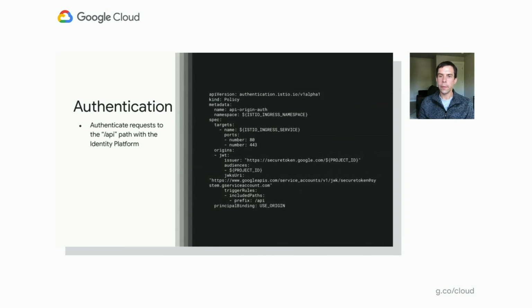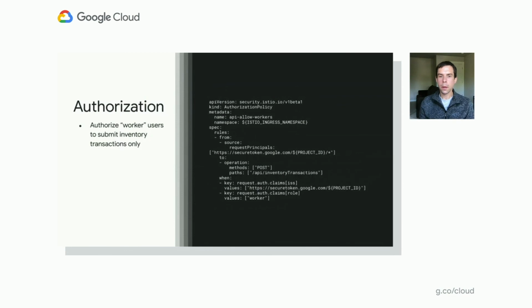Here you can see an example of the Istio authentication policy created to validate these JSON web tokens against the Google Identity Platform. In this case, it applies to all requests with paths that begin with the /API prefix. We also configure authorization in this case with Istio resources, and you can see an example of that here. In this case, this policy authorizes access to the post method of the inventory transaction API for end users with the role type worker.